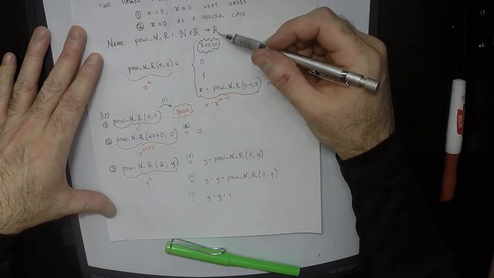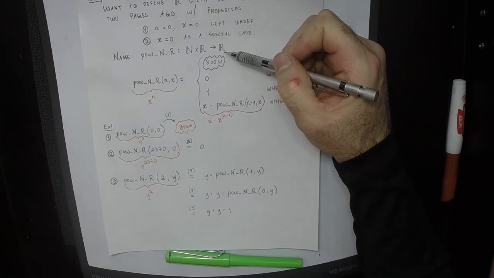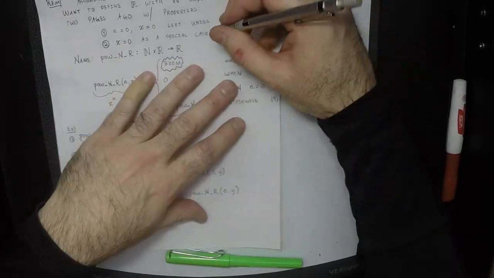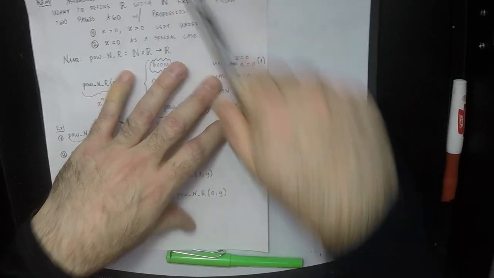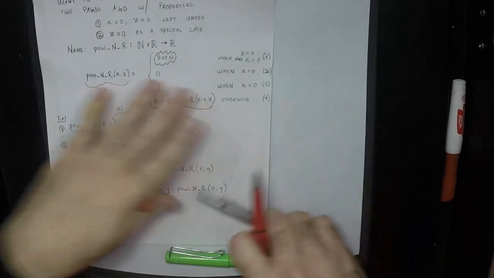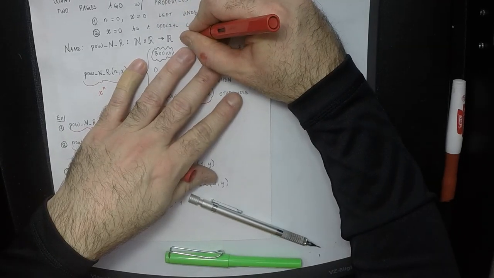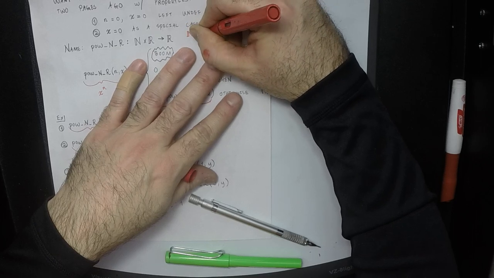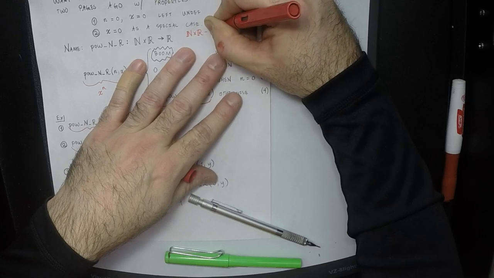Let's talk about that for a second. So to make it proper in a math class, what I really should have done is something like this. Let me write it in red. I should have said that the domain is the naturals cross the reals, and then subtract 0, 0.